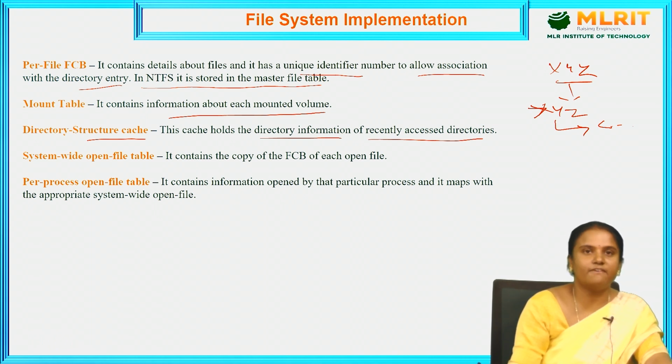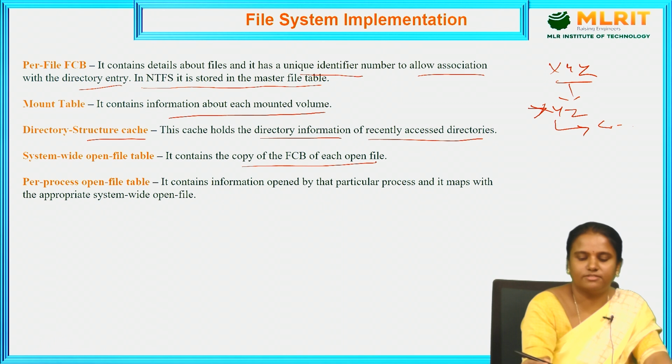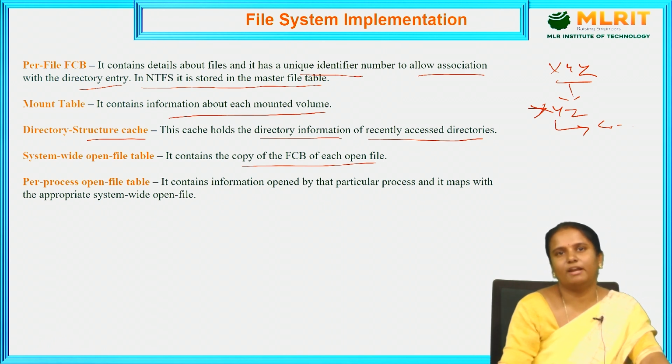Next, the system-wide open file table. It contains a copy of the FCB of each open file. So whenever the file control block is copied from one file to another file, it can be easily opened. Why? Because the copying can be done easily.